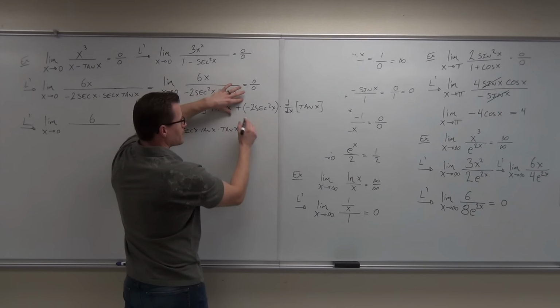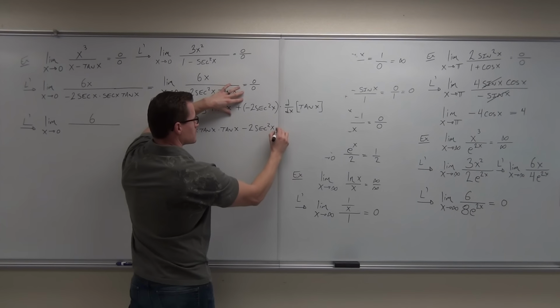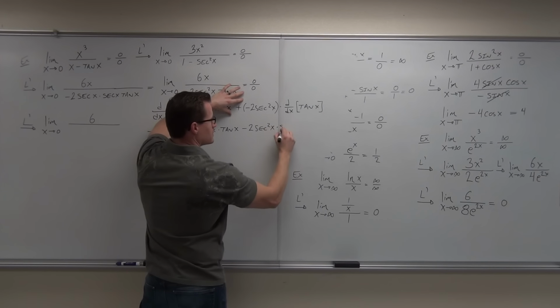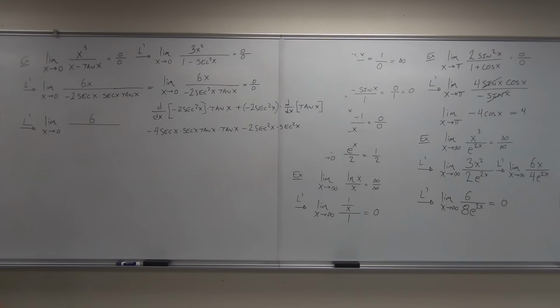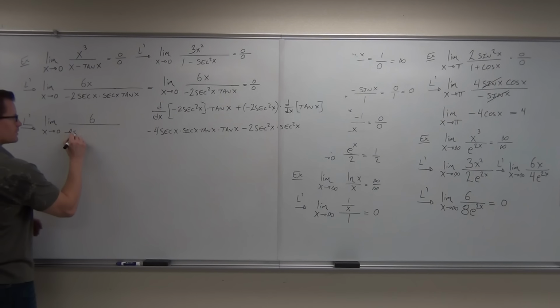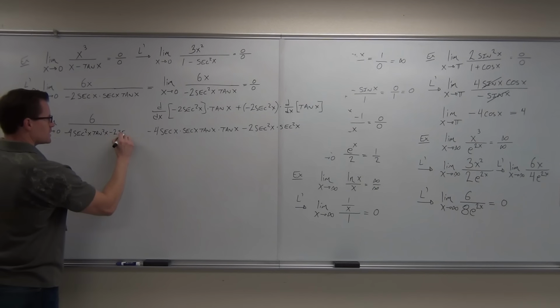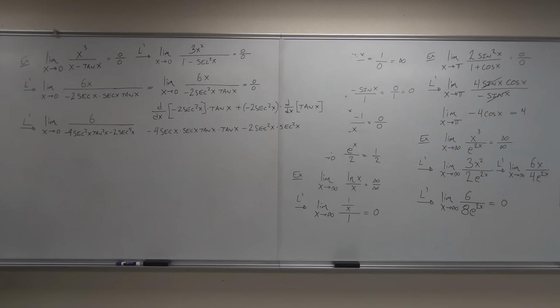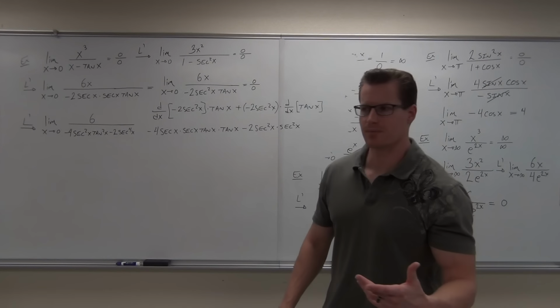Moving on. Let's change that to a minus. Minus 2 secant squared x times derivative of tangent is another secant squared x. Whew. Okay, if we put everything together, we have negative 4 secant squared x tangent squared x minus 2 secant to the 4th x. It looks nasty. It's not that bad when you really think about it.